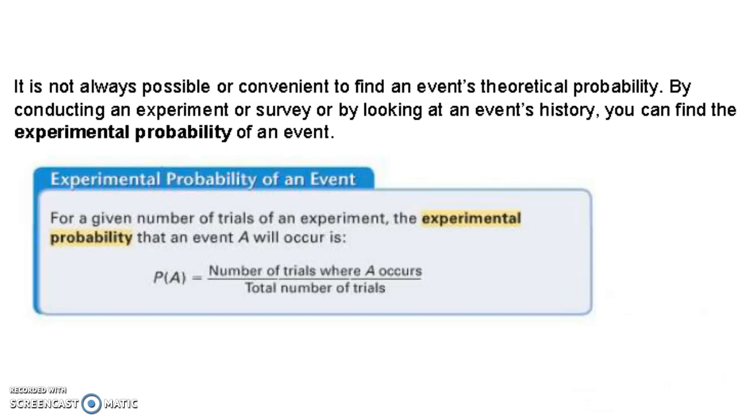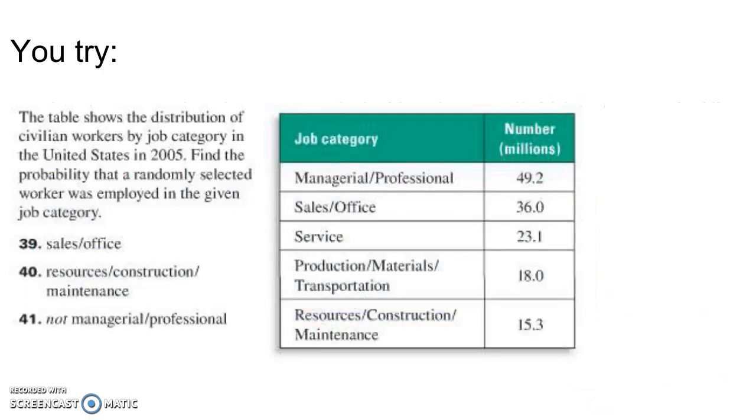For a given number of trials of an experiment, the experimental probability of an event is the number of trials where that event happens, divided by the total number of trials. So let's look at an example from a table. This is civilian workers by job category in the United States. It's a little bit older survey. It goes back to 2005.